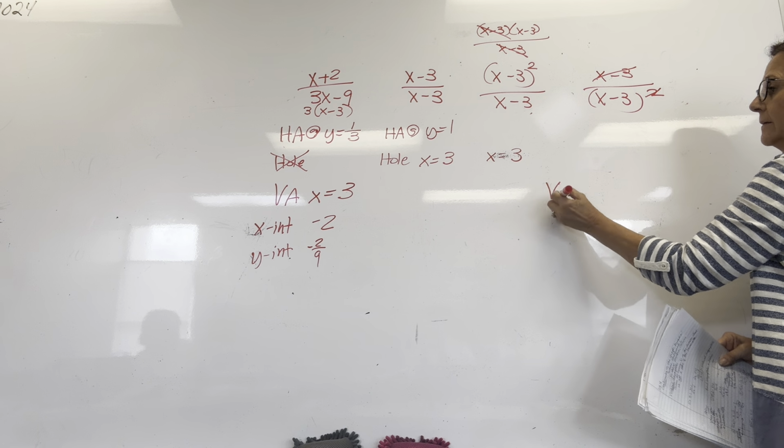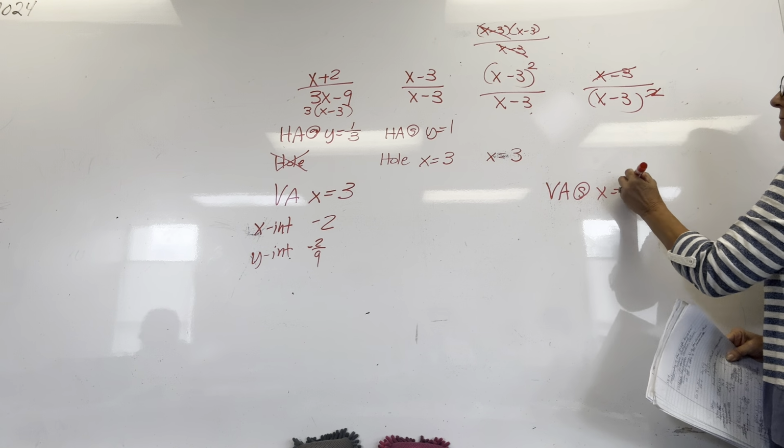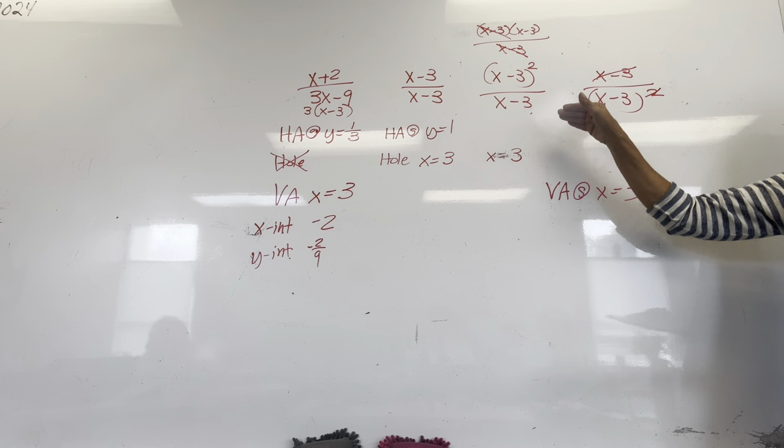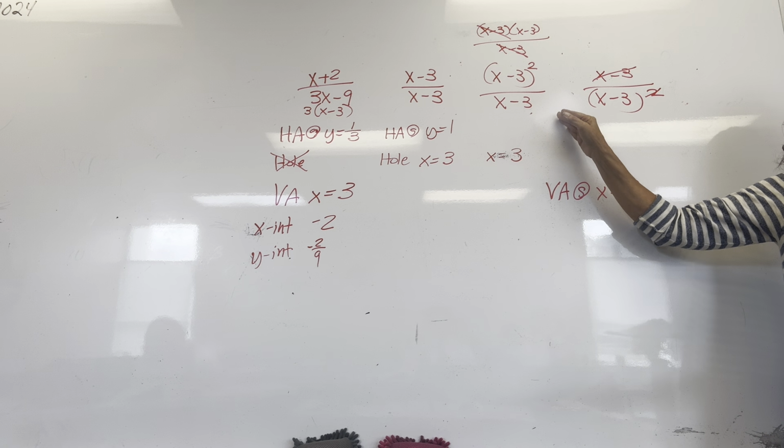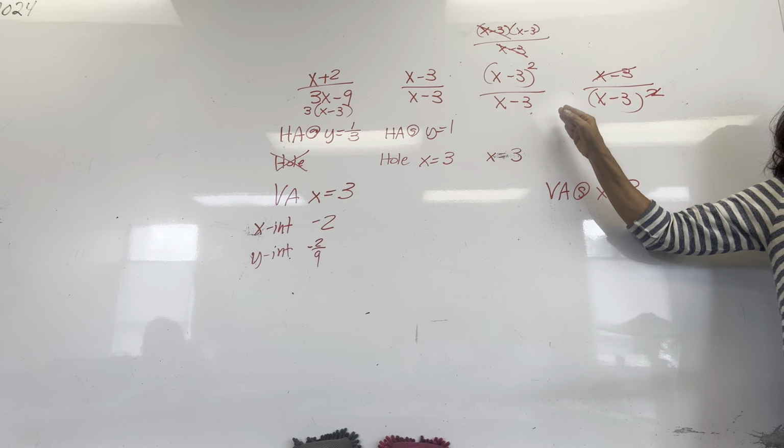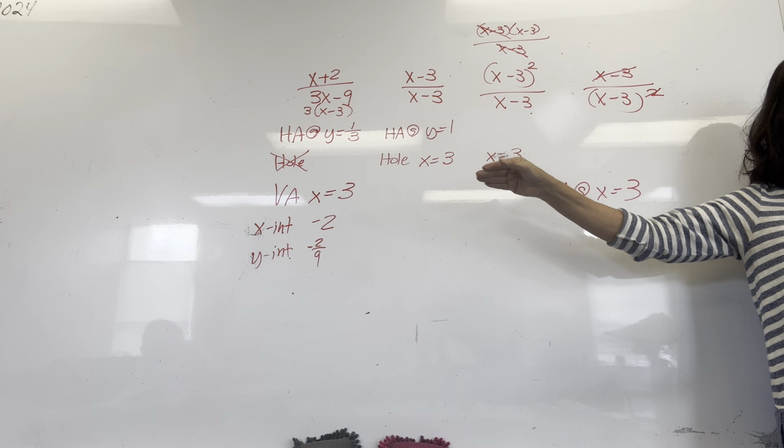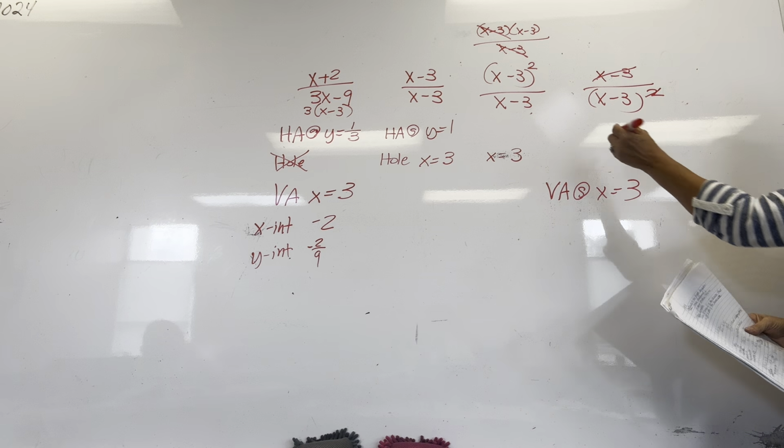But there's also a horizontal asymptote. x equals 3. That's 1 over x squared, right? So the numerator is less than the denominator, so there's a horizontal asymptote at y equals 0.